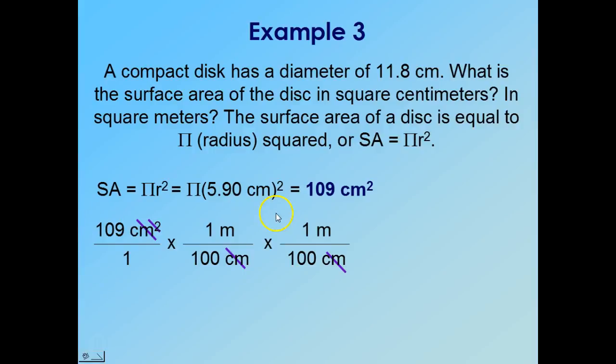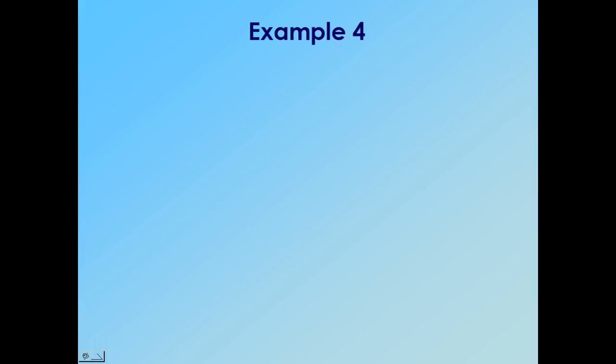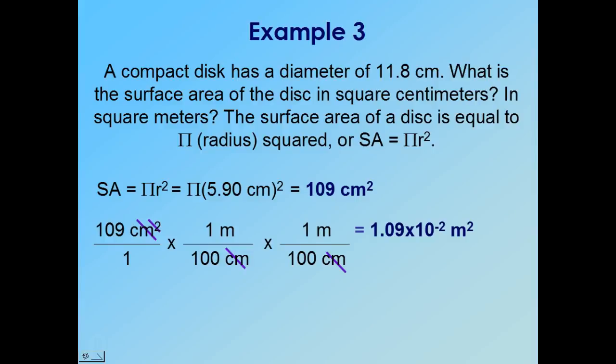You have 109 times 1 times 1, and then you're going to multiply 100 squared, and that would give you 1.09 times 10 to the negative second meters squared. Now, there are other ways to solve this problem. You could just go ahead and square this conversion.